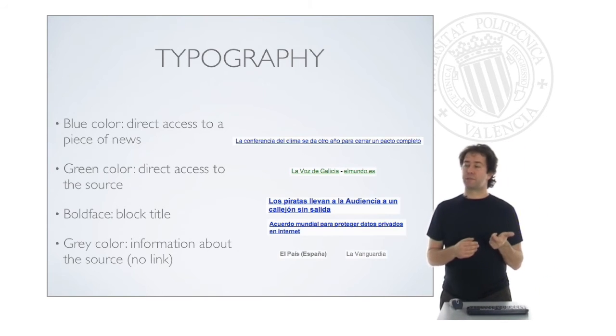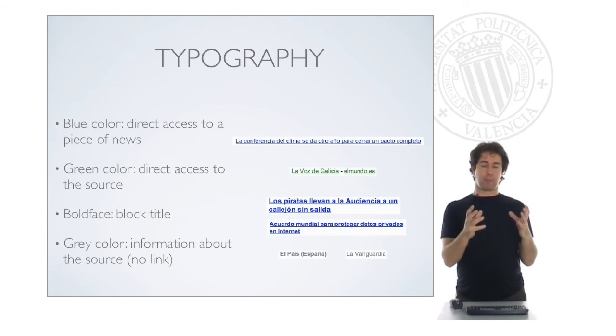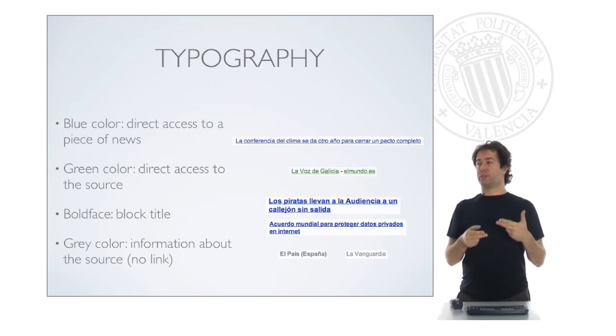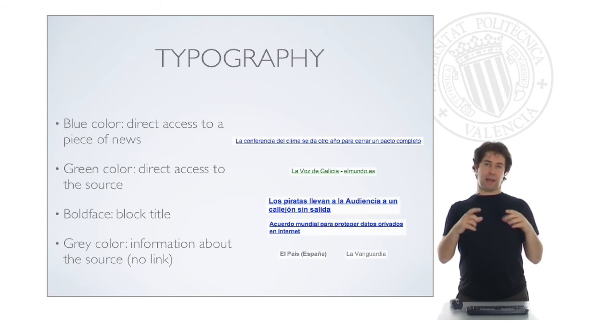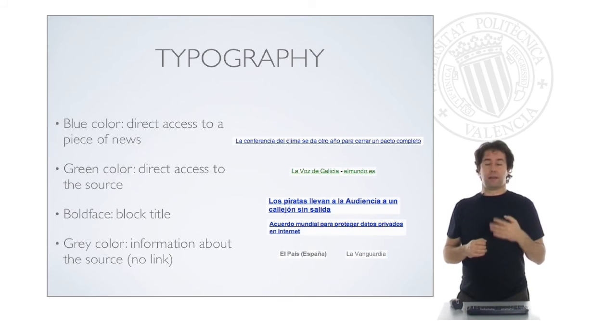Also, they're using boldface to indicate that you have a blog title. There are some big blogs with a lot of information and smaller blogs with a little information about a piece of news, and they are using boldface to indicate that the link is the header of the blog. A third use of color is the gray color.